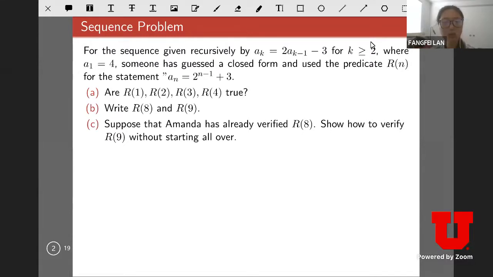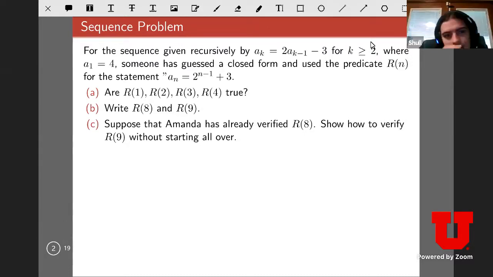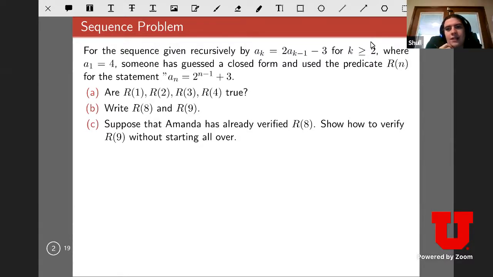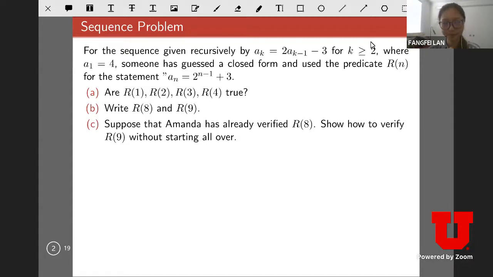So first of all, it's asking us: are R1, R2, R3, R4 true? What do we do? This should be simple enough. Any ideas? You can compute R1, 2, 3, and 4 using the recursive formula, and then compute them using the closed formula to compare. Yep, that's exactly what we do.